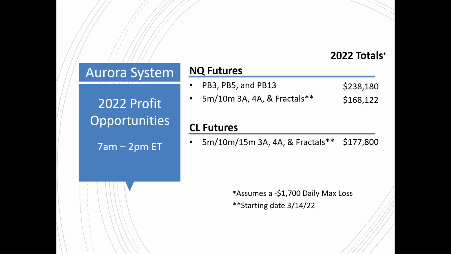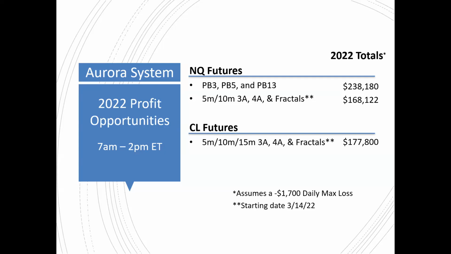The other Aurora system signals that we have are our A trades, which is 3A and 4A signals on 5 and 10-minute chart, and also 5-minute fractals. This 2022 total actually starts in about mid-March. That's when we launched the A trades, the A system, to the live trading room. So starting in March, there was $168,000 of profit on the A signals.